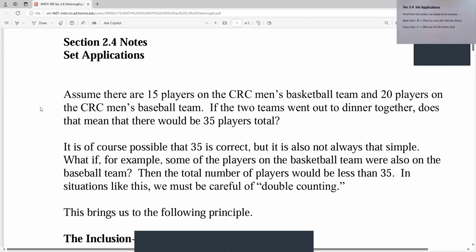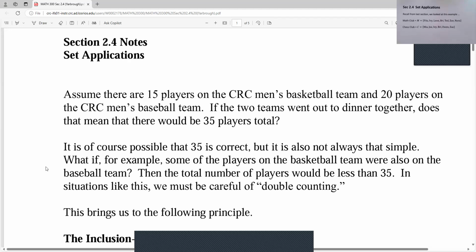Of course it's possible, but you gotta be careful. What if some of the players on the basketball team were also on the baseball team? Then do you understand it would be less than 35 players total if we put the two teams together? You got to be careful of situations like that. And when you're putting two groups together, you have to be careful of double counting. Just because there's 15 on one team and 20 on the other team and you put them together doesn't necessarily mean there's going to be 35.